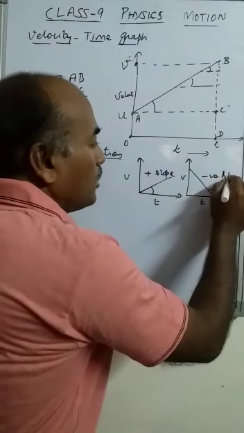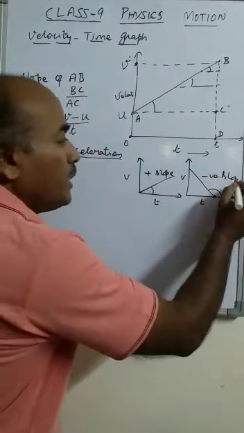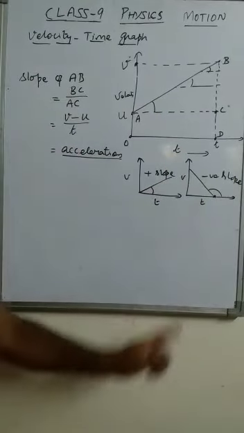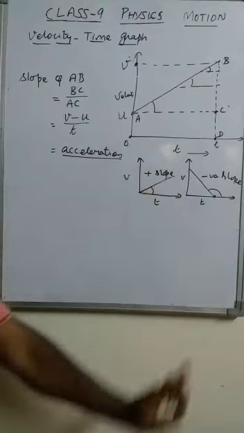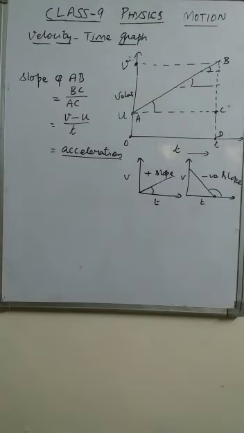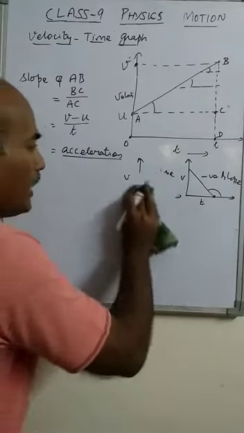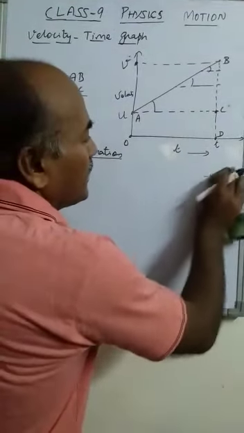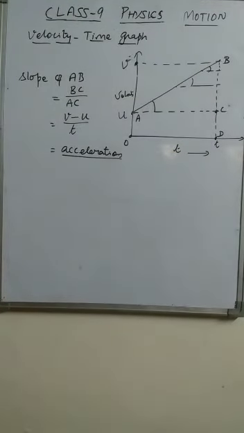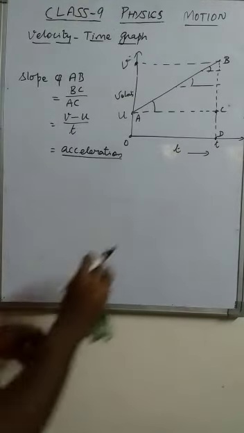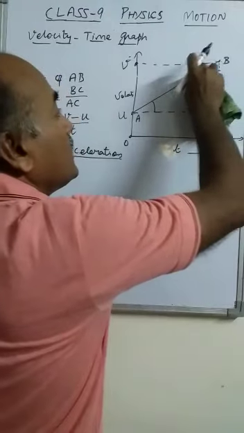Negative slope. For positive slope, the acceleration is positive. Negative slope, acceleration is negative. That is retardation. So these are the two things that should be kept in mind. Then one more thing can also be calculated. From the slope we got the acceleration. One more thing can also be calculated from this velocity time graph.